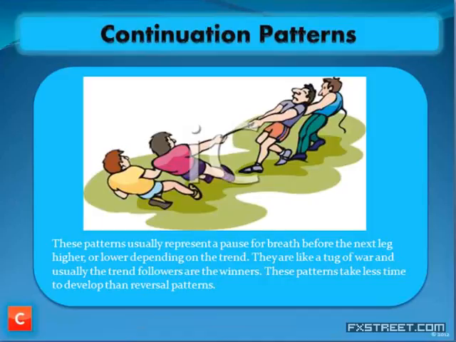Now, the next one is continuation patterns. A continuation pattern is when the market pauses for breath. It's gone up strongly or gone down strongly, and it wants to take a breather. This is what a continuation pattern does. There are many that I'm going to show you now. I'm not going to show you every one, but they're like a tug of war. Normally the trend followers are the winner. So if the trend has been up and you see a continuation pattern, the chances are 90% that the next move will be in the direction of the previous trend.